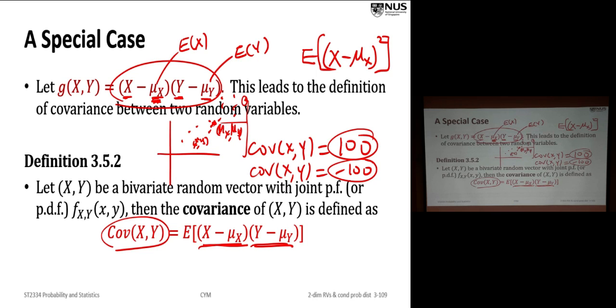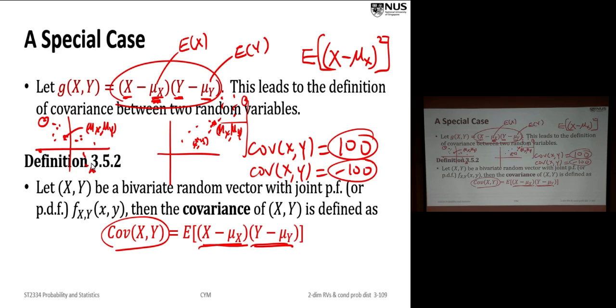On the other hand, if you have something like this, and this is the mu x, mu y, you can see that for this particular point, the x value is less than mu x, but the y value is bigger than mu y. So that's why the product becomes negative. Similarly, for this point, the x value is bigger than mu x, but the y value is less than mu y. So the product of x minus mu x times y minus mu y becomes negative. So this will indicate that the covariance is negative. Okay, so that's how we interpret it.